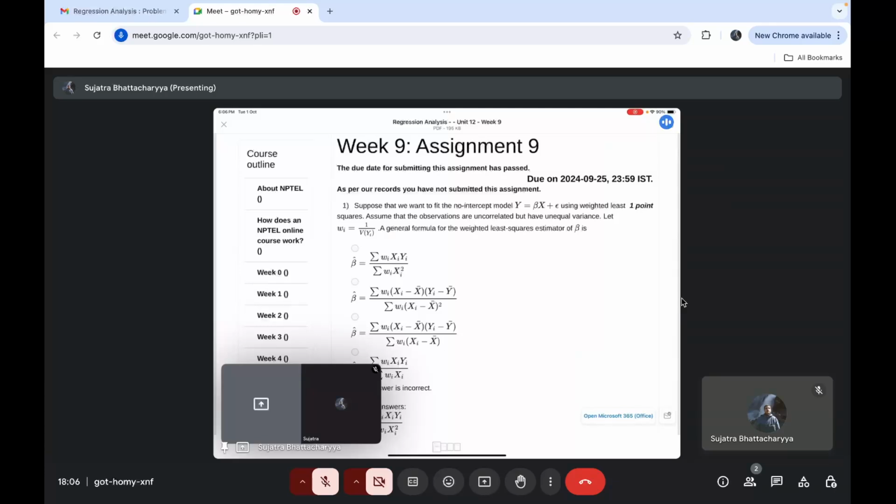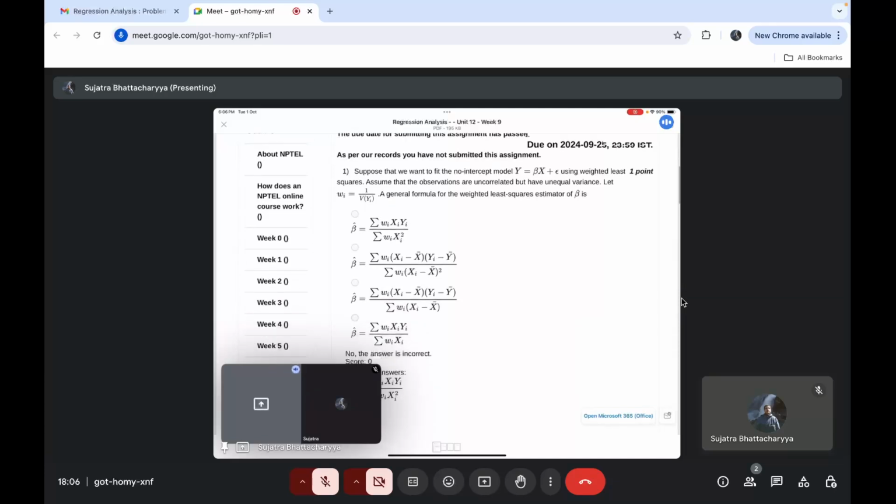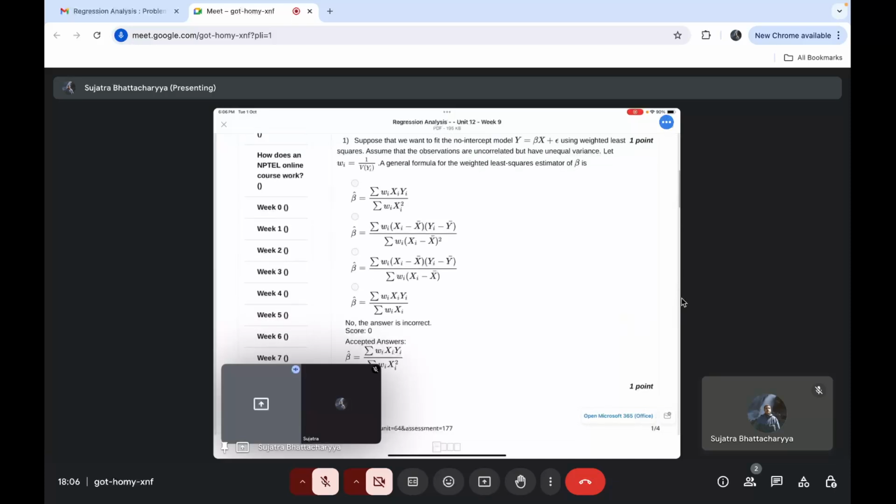suppose that we want to fit the no intercept model, that is y is equal to beta x plus epsilon, using weighted least squares. Assume that the observations are uncorrelated but have unequal variances, and it is given that let the weights wi is 1 upon the variance of y. So a general formula for the weighted least squares estimator of beta is what? Based on all the options are there. So we have to find out what is the unbiased estimator of beta. That is what required. Okay.